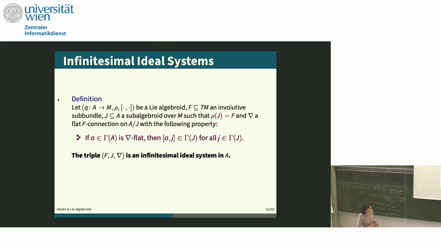So if you have an infinitesimal ideal system, so if you start with your J subalgebroid, and you find that the anchor of J is regular, so it's an involutive subbundle of TM, and you find a flat connection on A mod J that does this, then you have an infinitesimal ideal system. And as I said, in that case it's the same as just finding a flat F connection along the anchor of J, that is really making the abstract algebraic Bott representation of J geometric.